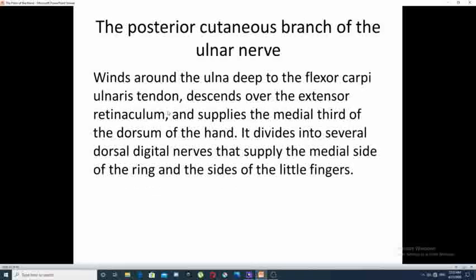Posterior cutaneous branch of the ulnar nerve winds around the ulna deep to the flexor carpi ulnaris tendon and descends over the extensor retinaculum. It supplies the skin over the medial third of the dorsum of the hand and the medial 1.5 fingers of the hand.